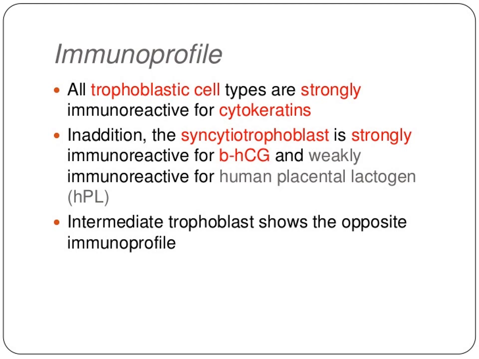Immunoprofile. All trophoblastic cell types are strongly immunoreactive for cytokeratins. Syncytiotrophoblasts are also reactive for beta-HCG and weakly for human placental lactogen, HPL. Intermediate trophoblasts show the opposite immunoprofile.